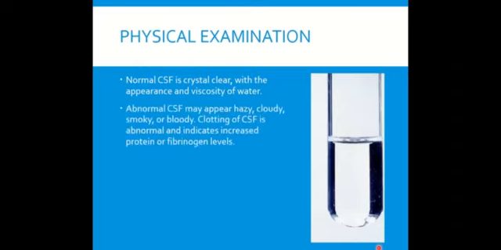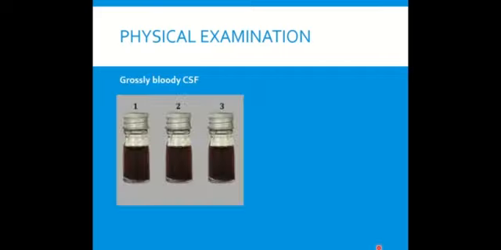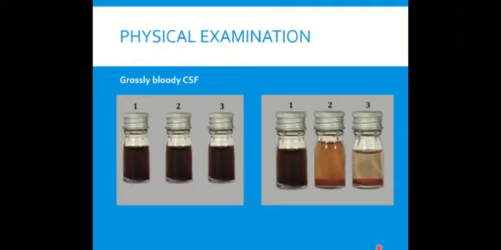Abnormal CSF may appear hazy, cloudy, smoky, or bloody. Clotting of CSF is abnormal and indicates increased protein or fibrinogen levels. Grossly bloody CSF: approximately 20% of lumbar punctures result in bloody samples. It's important to identify the source of blood.